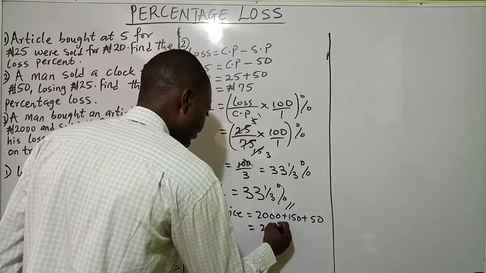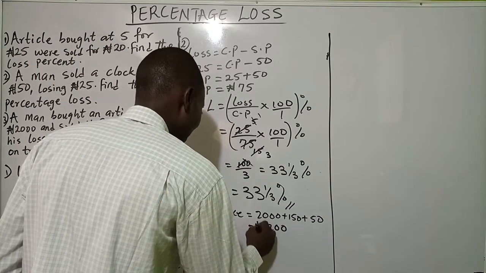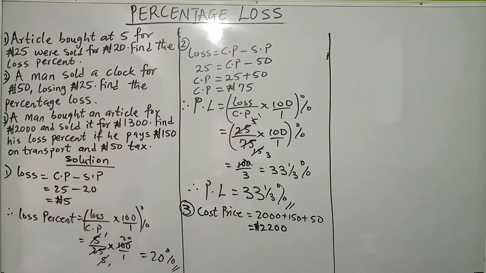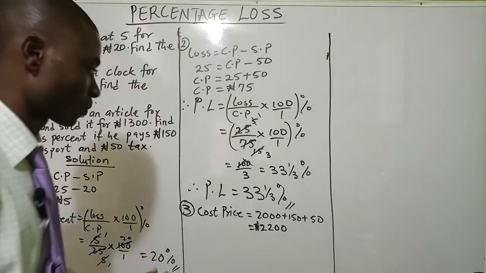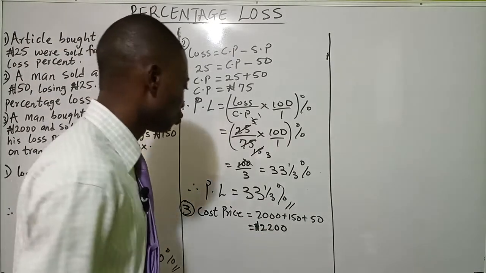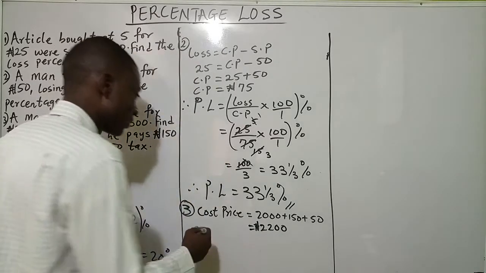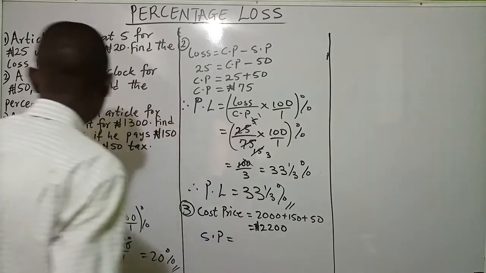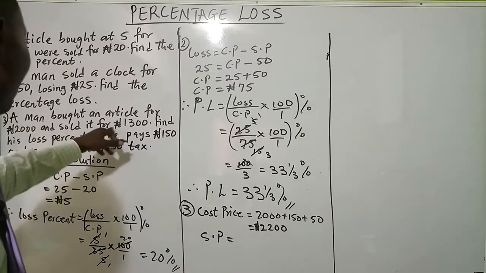That will give us 2,200 naira as the cost price. So the cost price now is 2,200. So now the selling price is what? The selling price also from the question will be given to us as what?